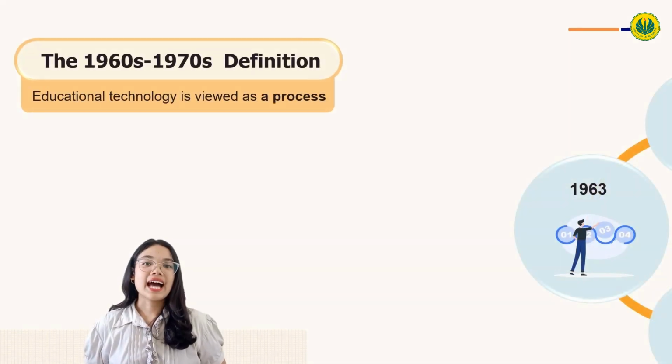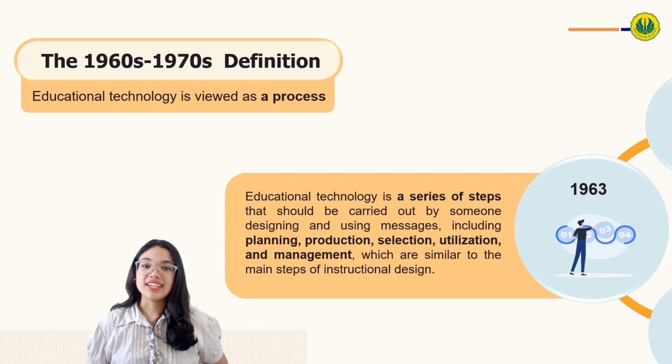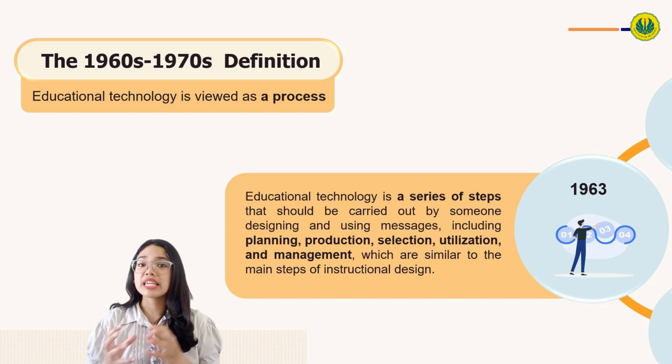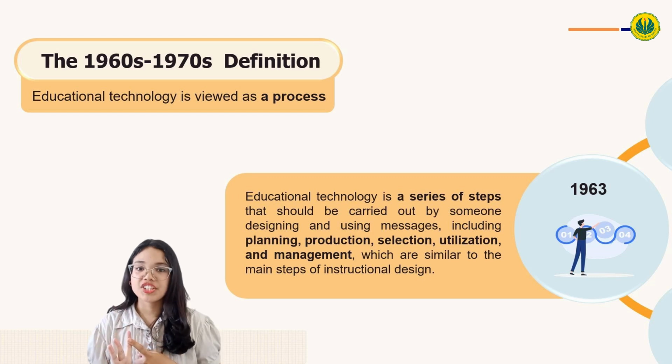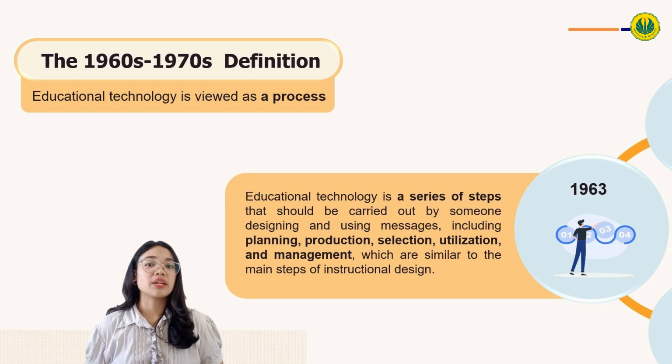The 1960s until 1970s definition. Educational technology is viewed as a process. 1963 definition. Educational technology is a series of steps that should be carried out by someone designing and using message, including planning, production, selection, utilization, and management, which are similar to the main steps of instructional design. The definition focuses on the design and use of message to control the learning process. In addition, the definition emphasizes learning rather than the instruction.